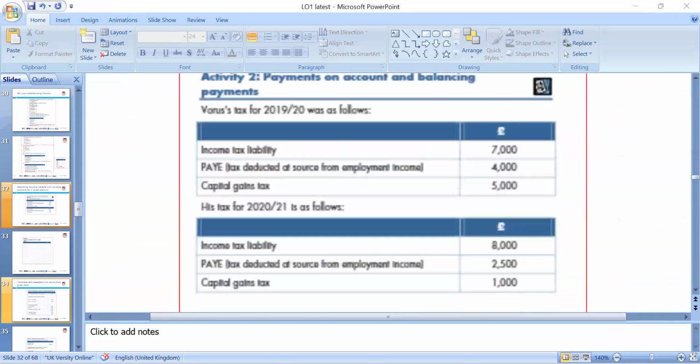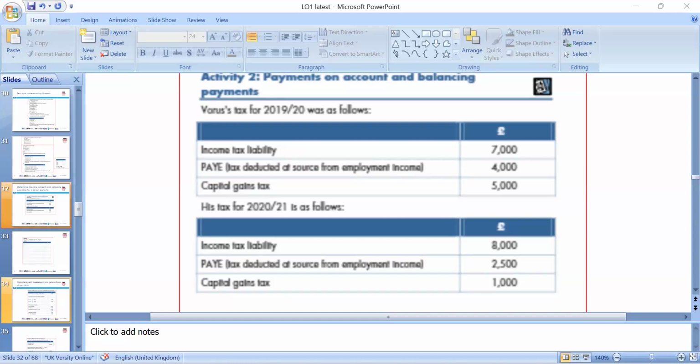Okay, so determine the taxable amount and calculate the tax payable for the given scenario. We can look at activity 2, payments on account and the balancing payments. We can look at the income tax liability, 7,000, paid through PAYE, which is 4,000. Capital gains tax is 5,000, and the income tax liability is 8,000.